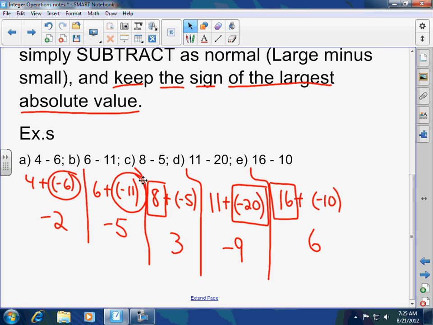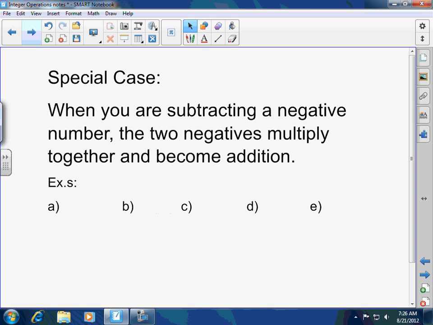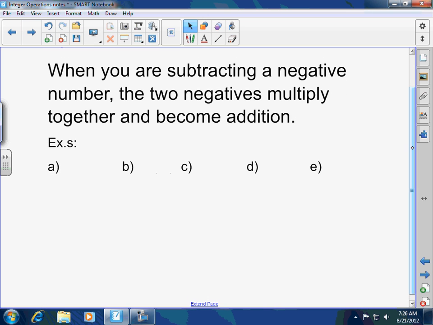Now, hopefully that's making sense. We have one little tiny special case. When you are subtracting a negative number, the two negatives multiply together and become addition. Let me explain what that means. When you see negative 6 minus a negative 15, I'm not lying to you. This really is not subtraction. This is going to turn into an addition problem. And let me explain why.